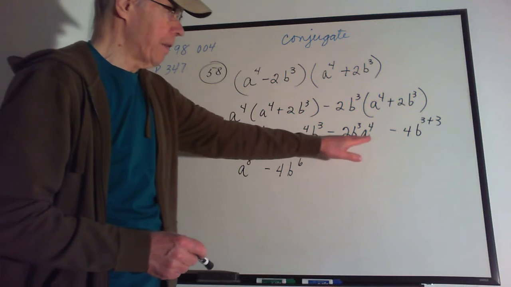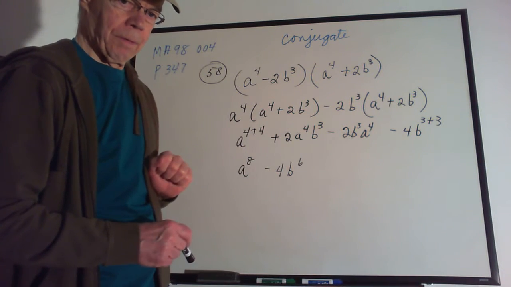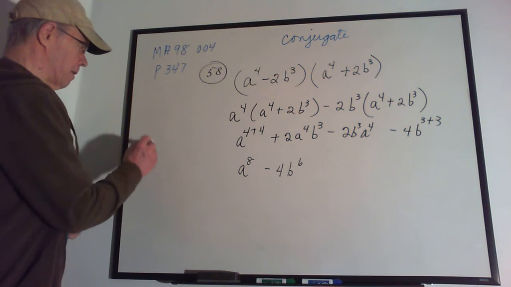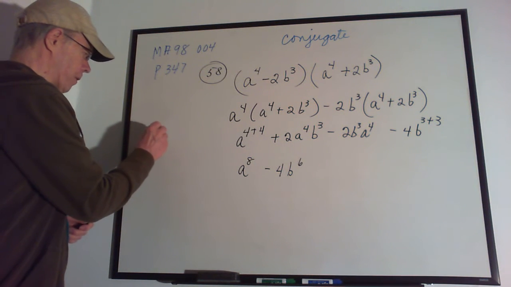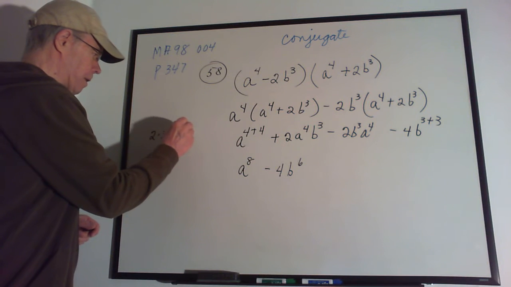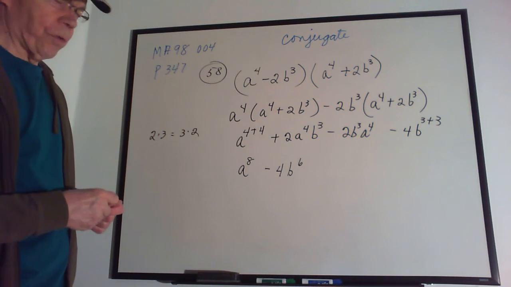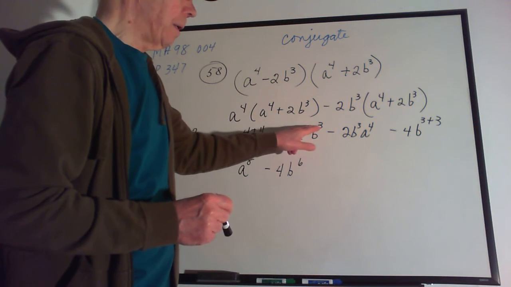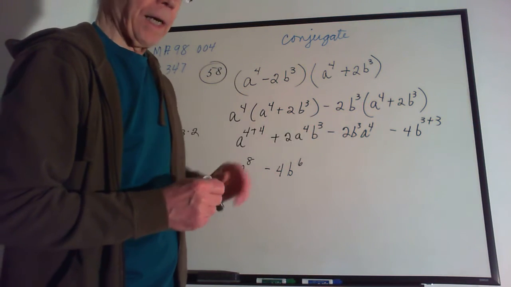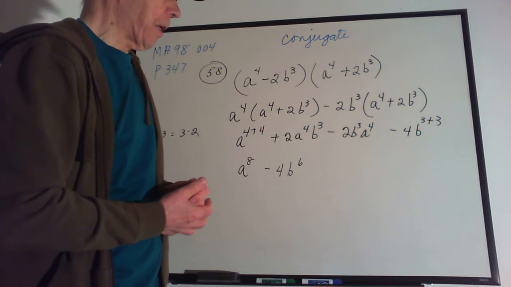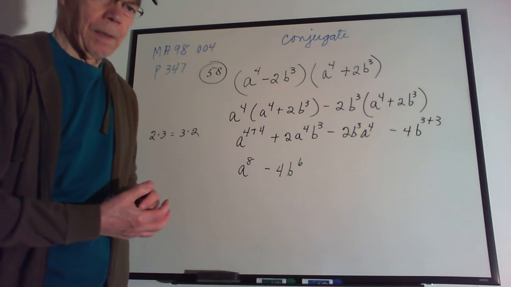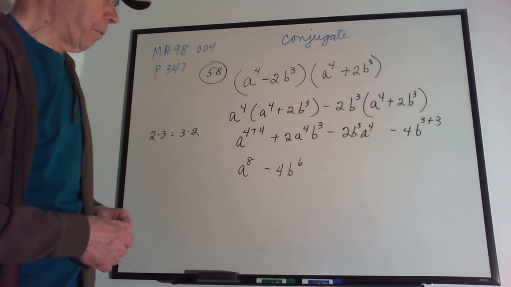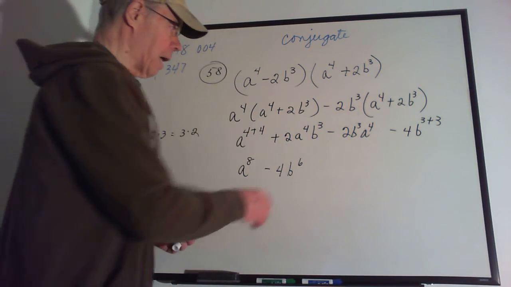Now, are these different? All right, so before you answer that, is 2 times 3 equal to 3 times 2? So it doesn't matter whether I multiply a to the fourth by b to the third, or b to the third times a to the fourth. Would they give me the same numbers? The answer is yes, they would, so they can cancel out each other.